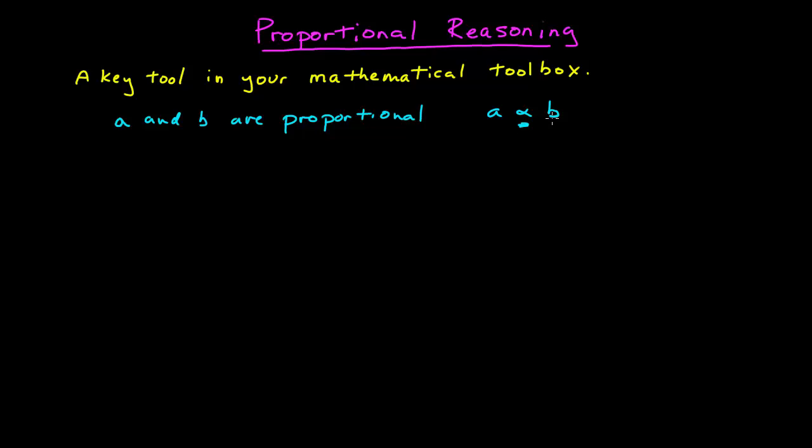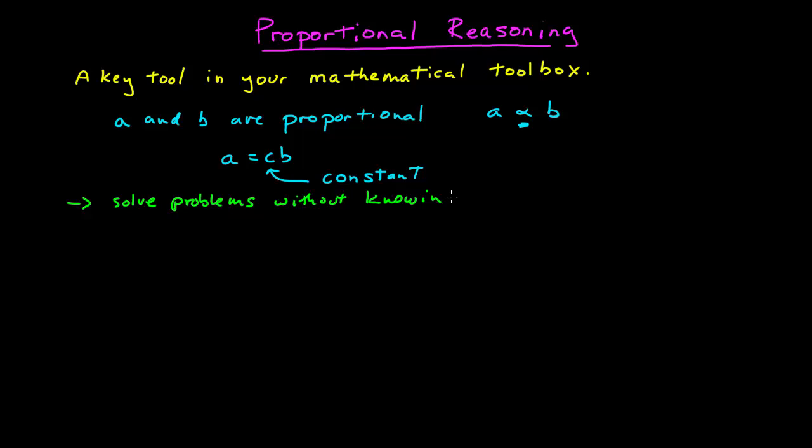What that means is that you can write a relationship where A is equal to C times B, where C is a constant. And so, well, that's a simple equation. Why do we need a whole video to describe reasoning with this sort of simple expression? You can solve, I say, many types of problems without knowing C. But even more important, you can solve many problems much faster.